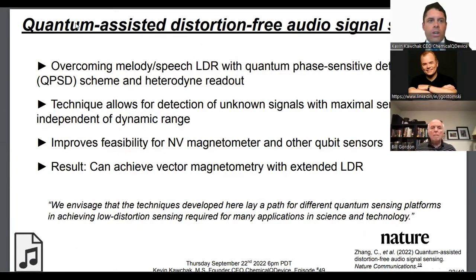This is very interesting. This is quantum-assisted distortion-free audio signal sensing. Now, the thing with this is they call it the quantum phase sensitive detection scheme, QPSD, and they also use a heterodyne readout. And basically what it says is that it detects unknown signals with maximum sensitivity, and then it improves the feasibility for nitrogen vacancy diamond magnetometers, and other qubit sensors as well, to get extended linear dynamic range. Now, this quote is very interesting as well.